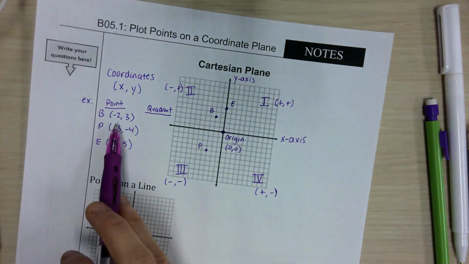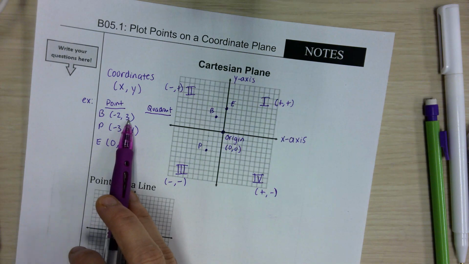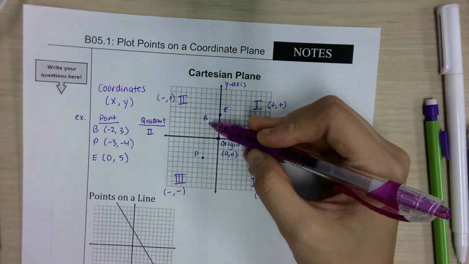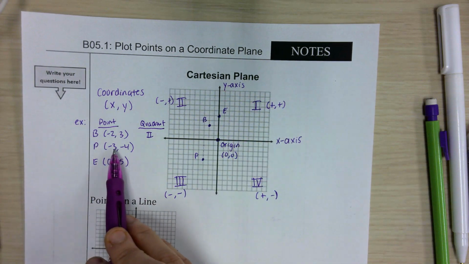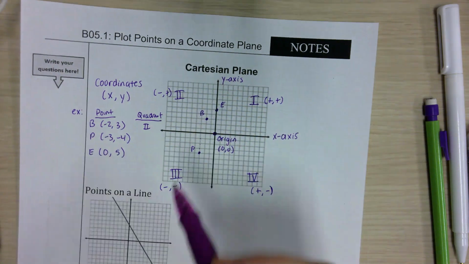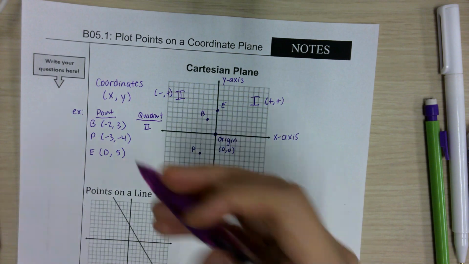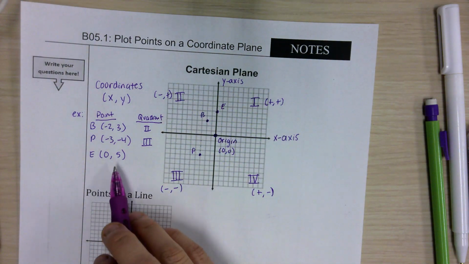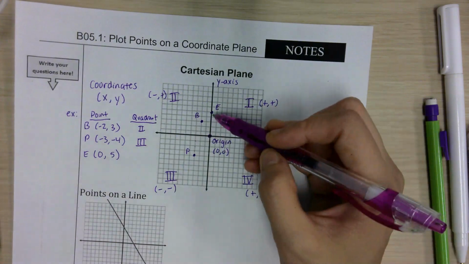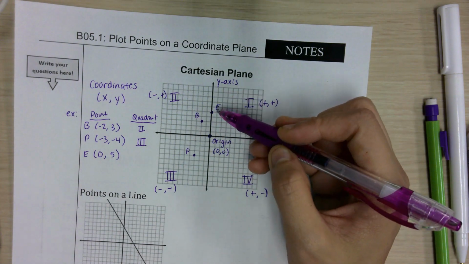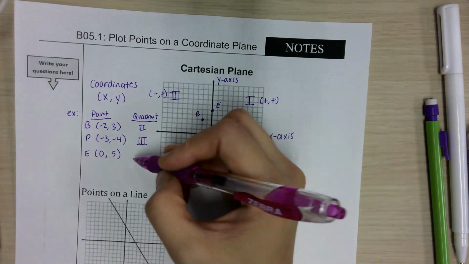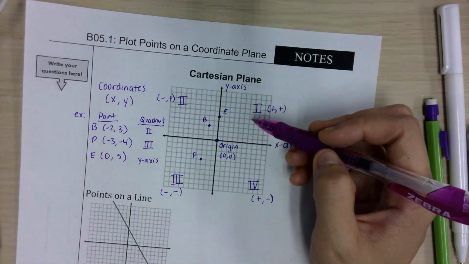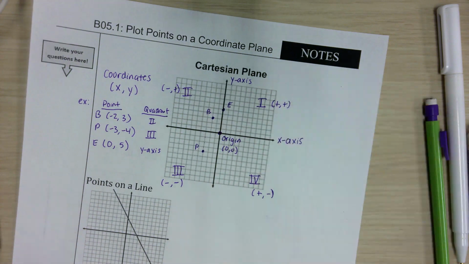Right? So here we have a negative, positive. So this is in quadrant 2. Right? And we can see right here B is in 2. For P we have a negative, negative. So we know that it's in quadrant 3. And we can see right here P is in quadrant 3. And then E, even though there's no negatives, it's not in quadrant 1 because it's right here on the line. It's on the y-axis. So we're just going to put y-axis, right? Because it's not in quadrant 1 and it's not in quadrant 2. It's right in the middle.